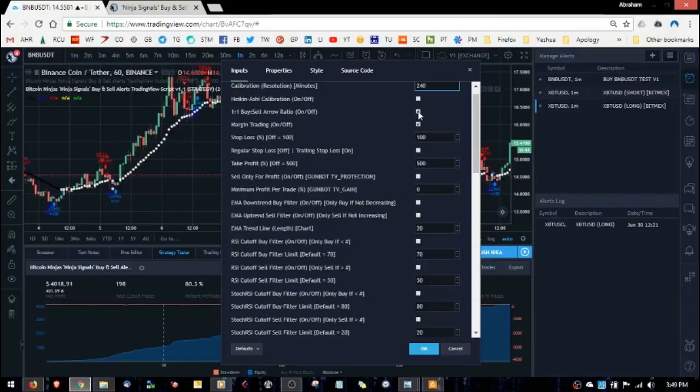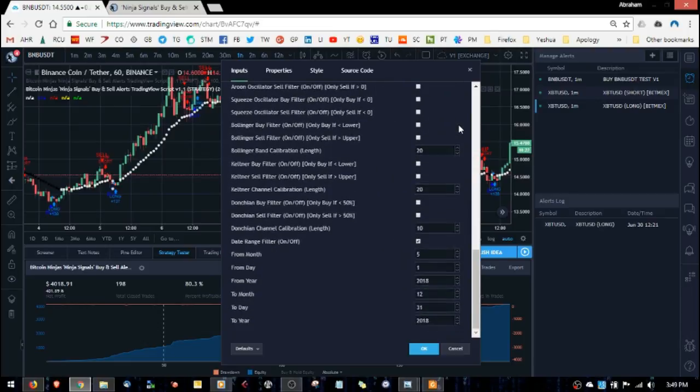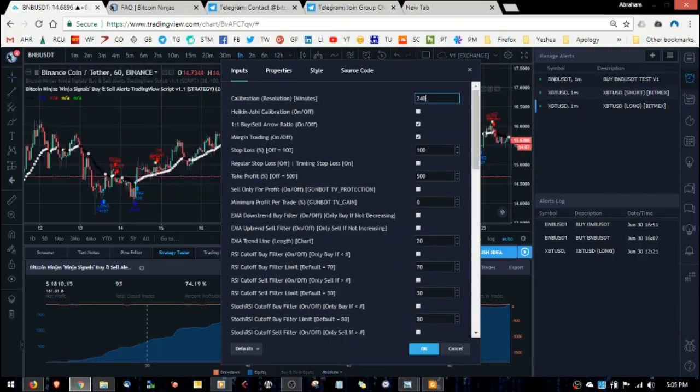Or you can try leaving that off, then applying some filters, and then if things aren't quite as tight as you like them, you can activate that 1-to-1 arrow ratio filter, and then it will start checking the other arrows that are not filtered out. So it's very useful. There's a lot of different ways to approach this in a lot of different combinations. And that pretty much summarizes the first major approach to calibrating or tuning our Ninja Signal script.